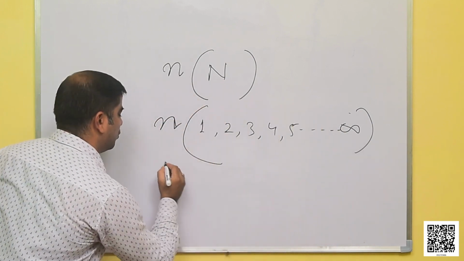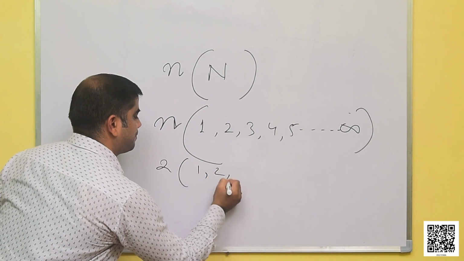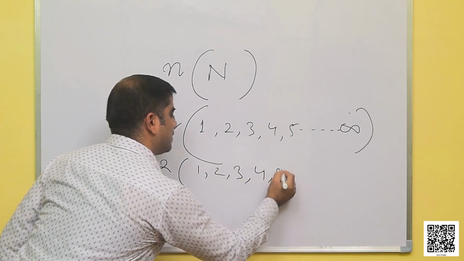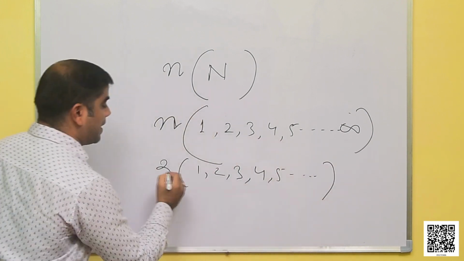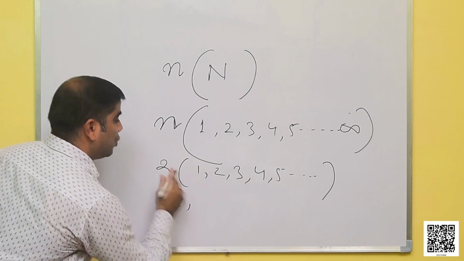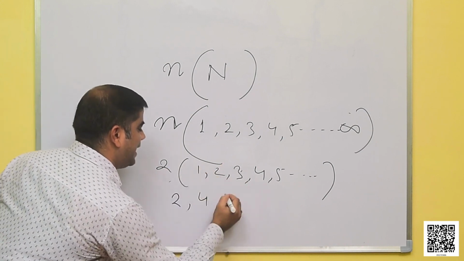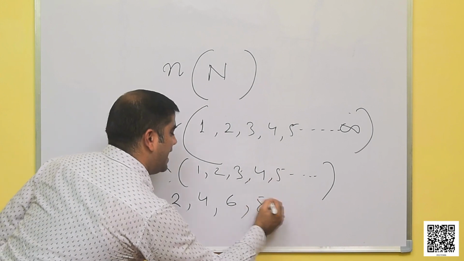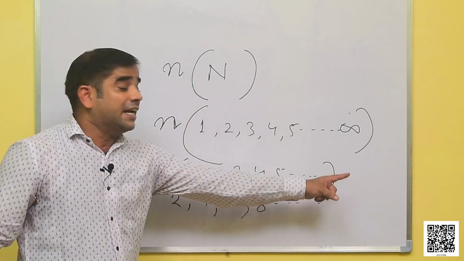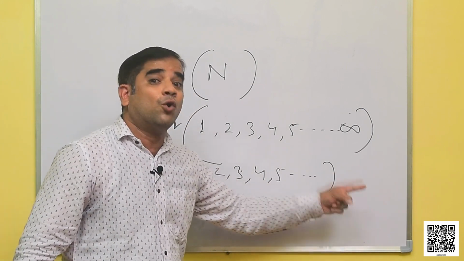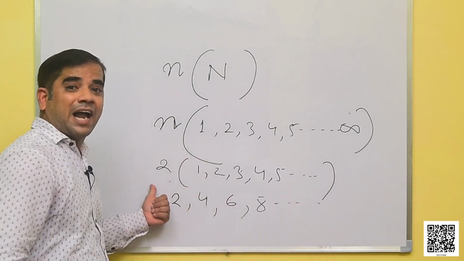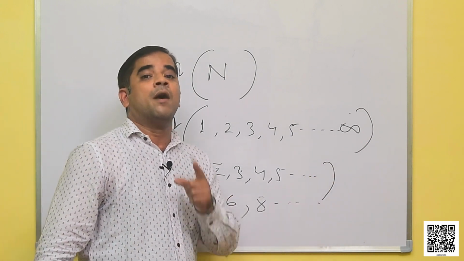For example, 2. If I multiply 2 with 1, 2; 2 with 2, 4; 2 with 3, 6; 2 with 4, 8 and so on. So as the natural number series goes to infinity, any number has infinite number of multiples.